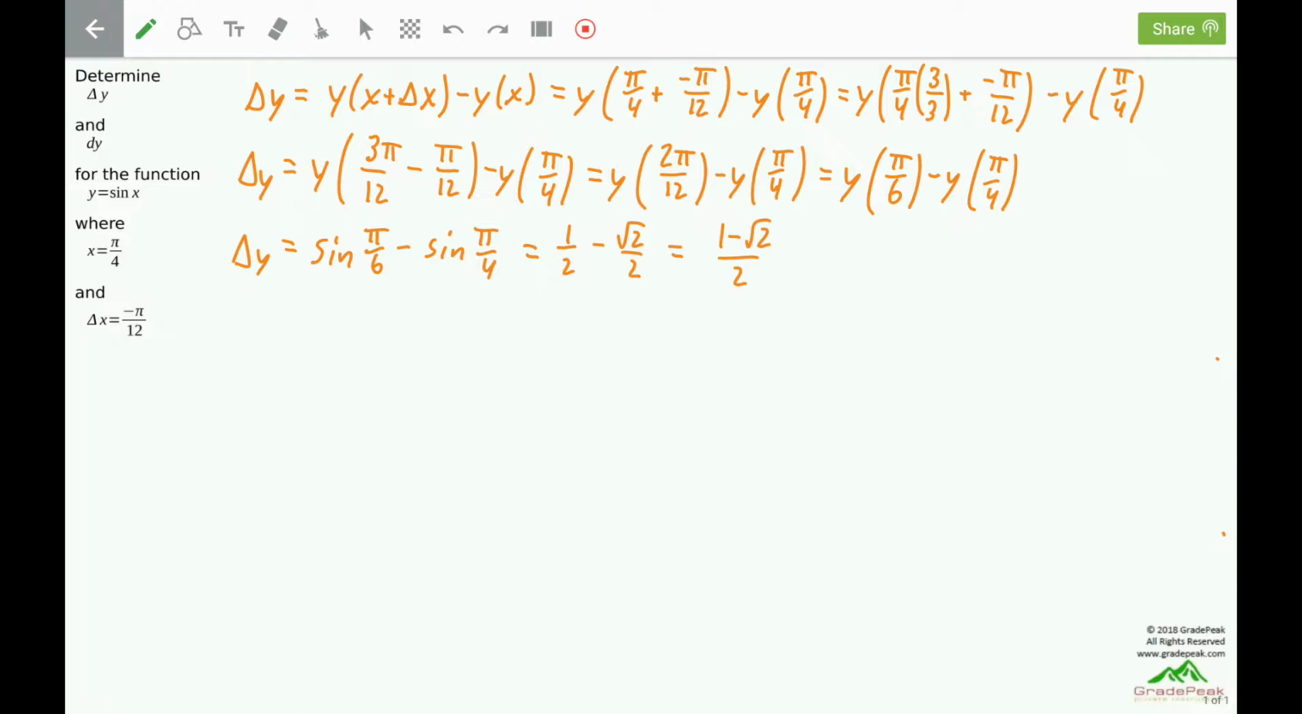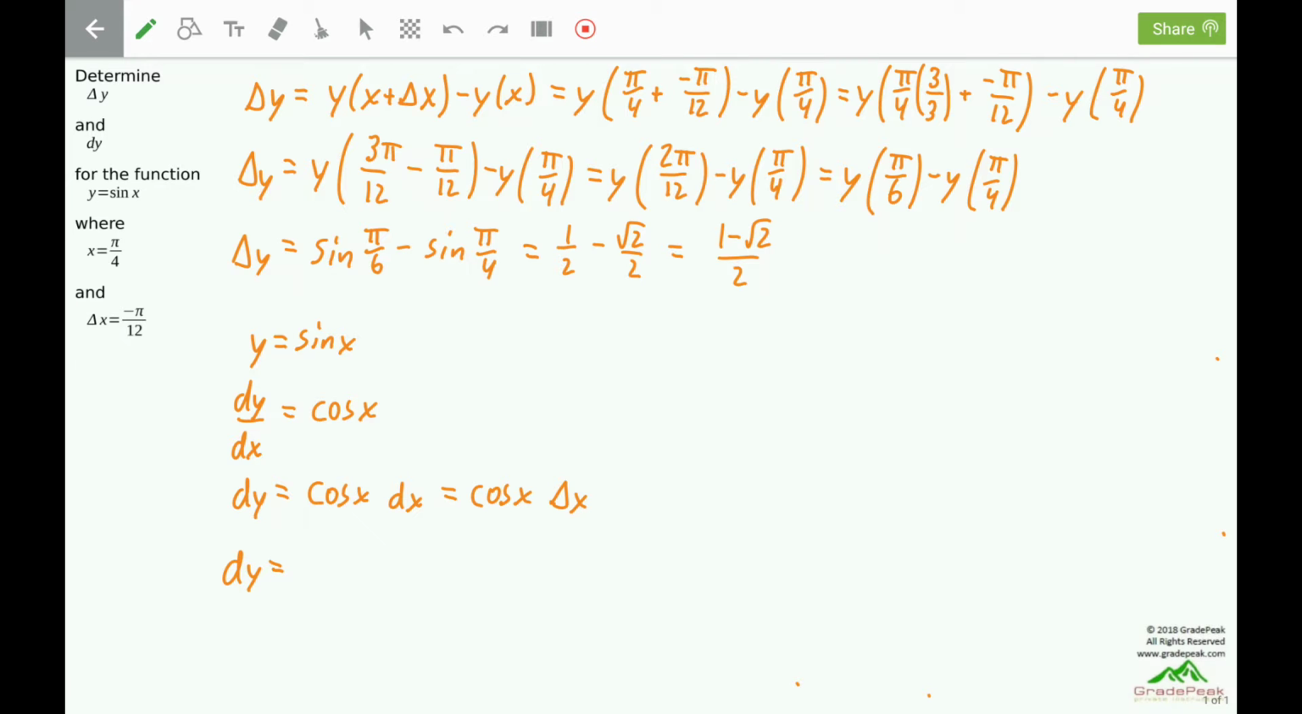To find dy, we will have to take the derivative of the function y equals sine x. When we take the derivative, we will want to use the dy dx notation. The derivative of sine x is cosine x. We can then solve for dy by multiplying dx to the right side. So dy equals cosine of x times dx. And we can replace dx with delta x to give it a value. So cosine of x times delta x.